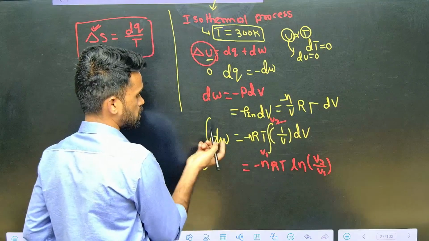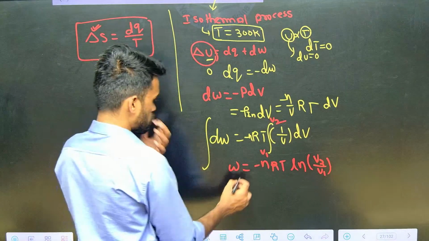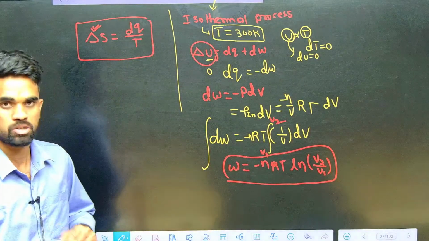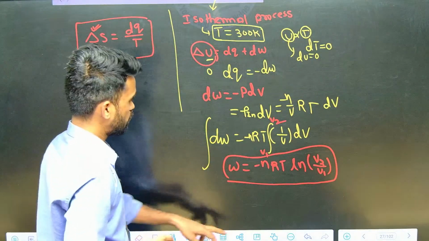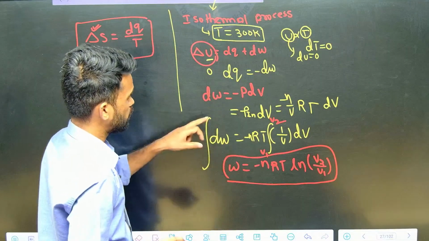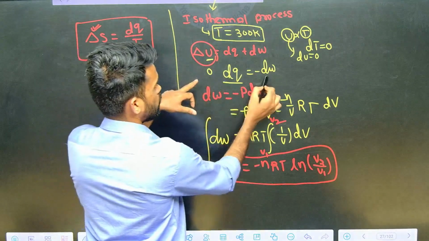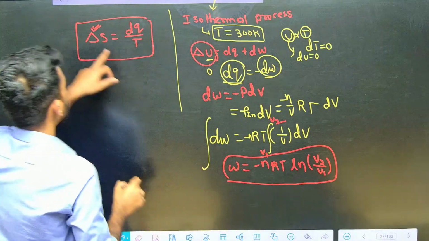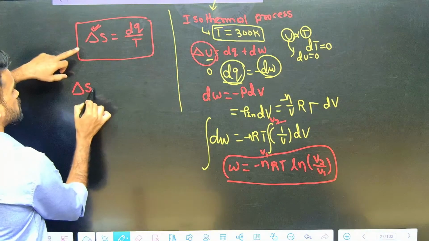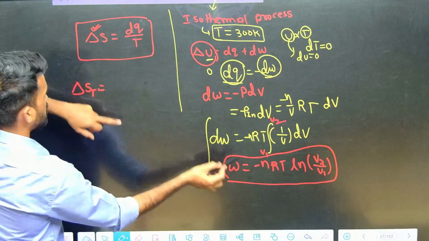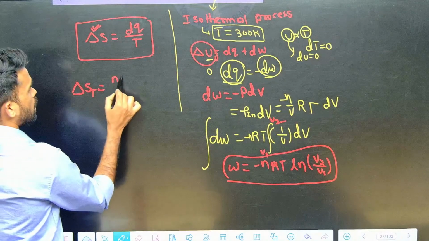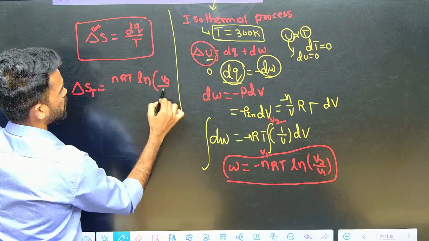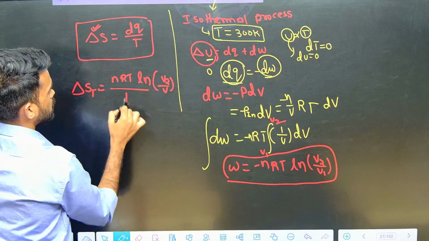So here the change in work done is W only. This is the final formula you need to remember for work done in an isothermal process. Now, work done as well as dq are both equal, right? So for an isothermal process, entropy will use the same formula: nRT ln V2 by V1, divided by T.